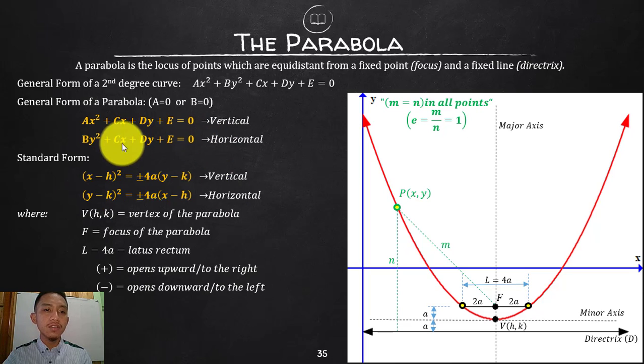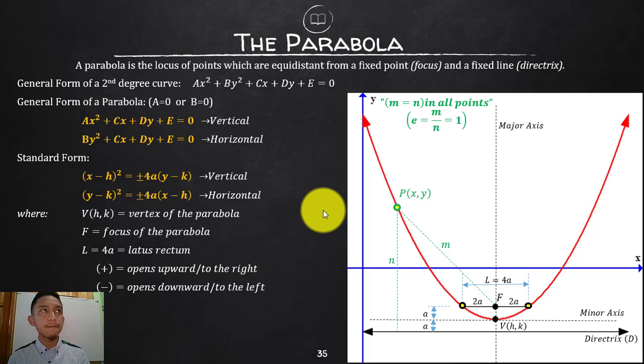How about if you're horizontal? So now y is your perfect square, and then x is to be separated alone, and factor out the number whatever is paired with x. And again, this is horizontal, so as I've said a while ago, there are two possibilities, opening to the right or opening to the left. So now, how do you know that it is opening to the right? That is positive. If that is opening to the left, that is negative.